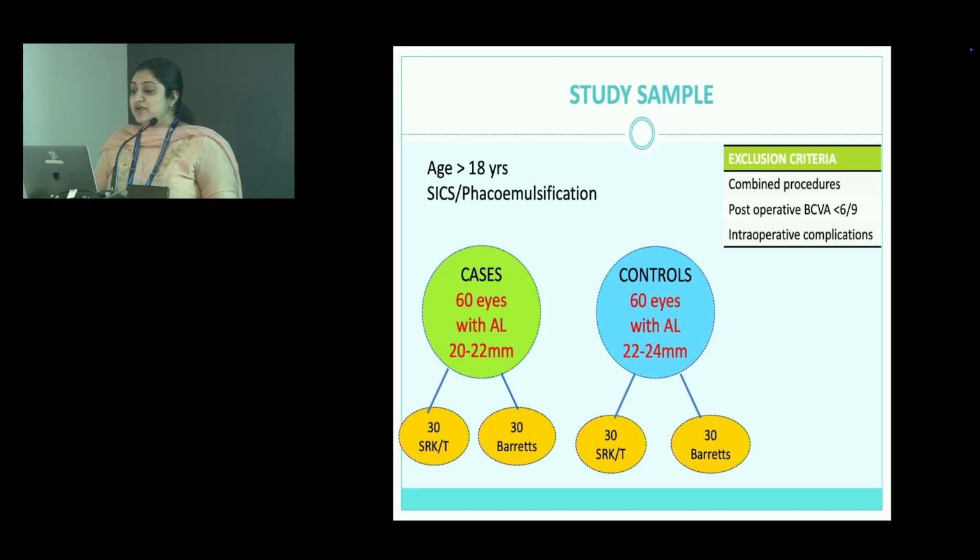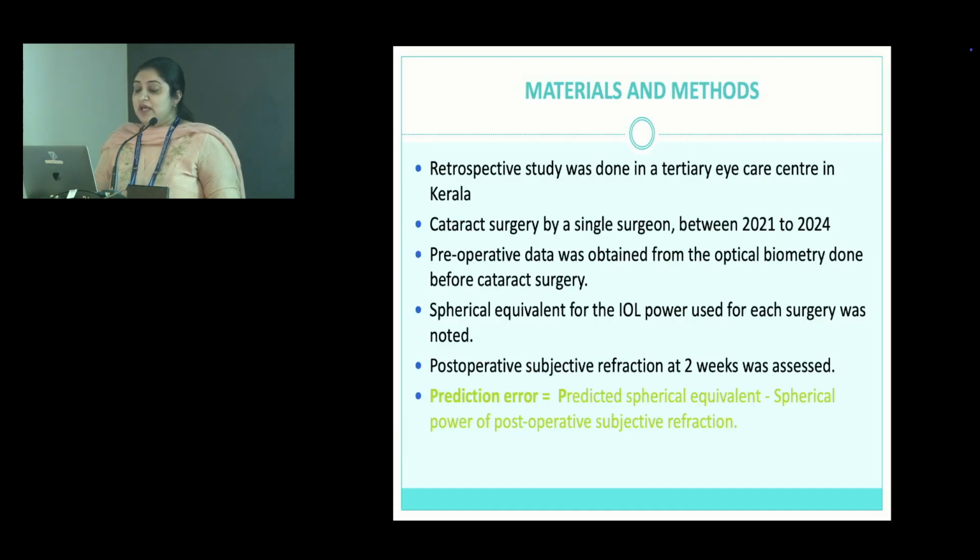The exclusion criteria were combined procedures like trabeculectomy with cataract, SOR with cataract, and any combined procedures with cornea procedures. Cases with post-operative best corrected visual acuity less than 6/9 were not included, and any cases with intraoperative complications were also excluded. This was a retrospective study done in a tertiary eye care center in Kerala.